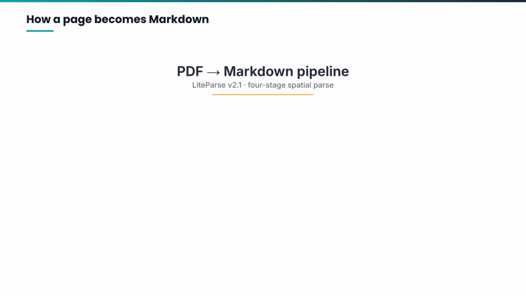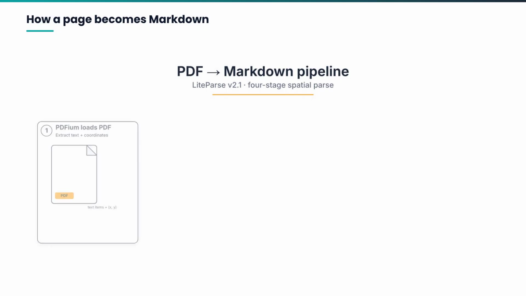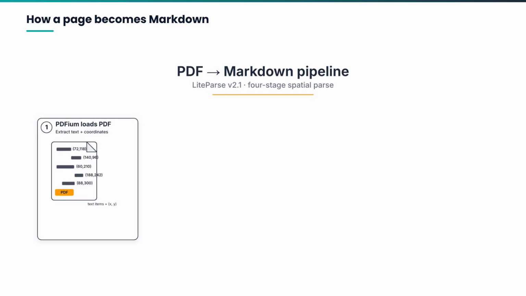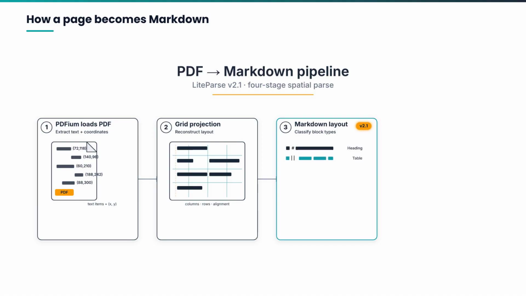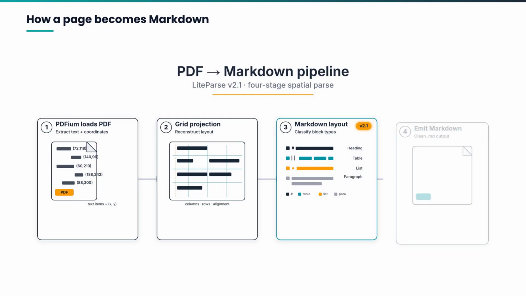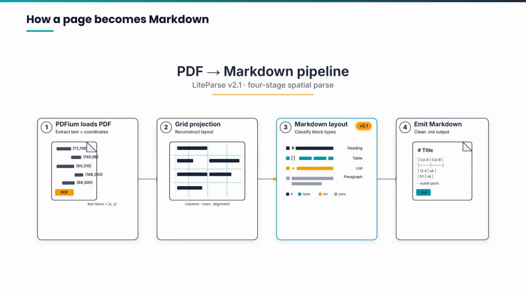So how does a page actually become Markdown? First, PDFium loads the document and LiteParse pulls out every text item with its coordinates. Next, a grid projection step reconstructs the visual layout, figuring out columns, rows, and alignment. Then, new in version 2.1, a Markdown layout pass classifies those lines into headings, tables, lists, and paragraphs. Finally, it emits clean Markdown.